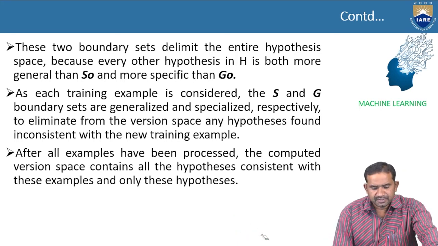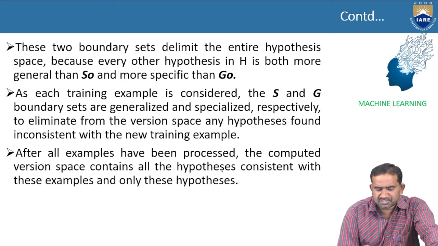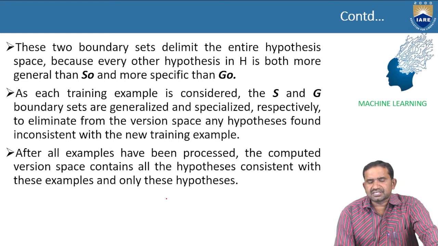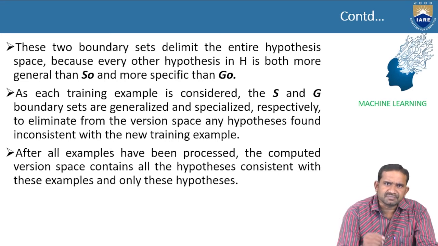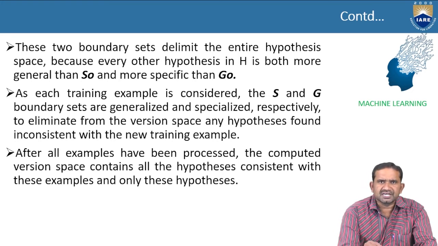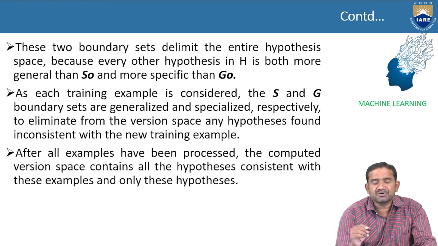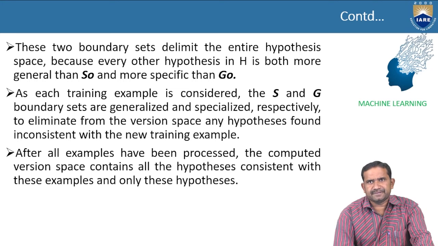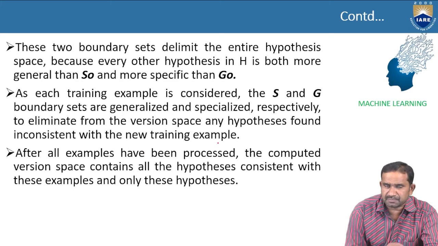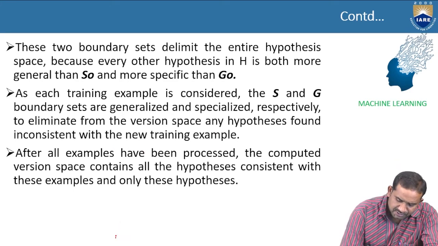Right. After all examples have been processed, the computed version space contains all hypotheses consistent with these examples and only these hypotheses. That means after eliminating the inconsistent hypotheses, the version space contains only consistent hypotheses. For example, take some more examples about a hypothesis inconsistent with the new training examples. The given hypothesis here is H1, for example.